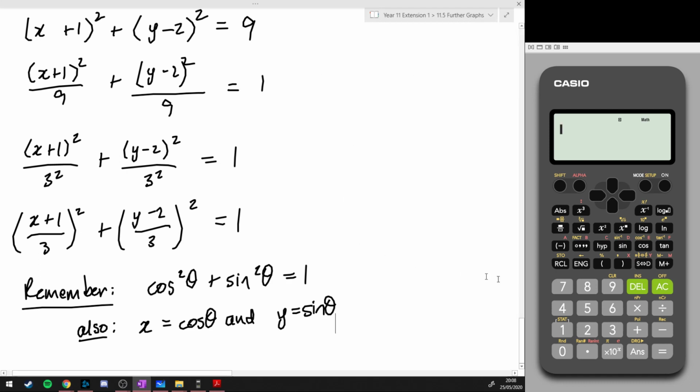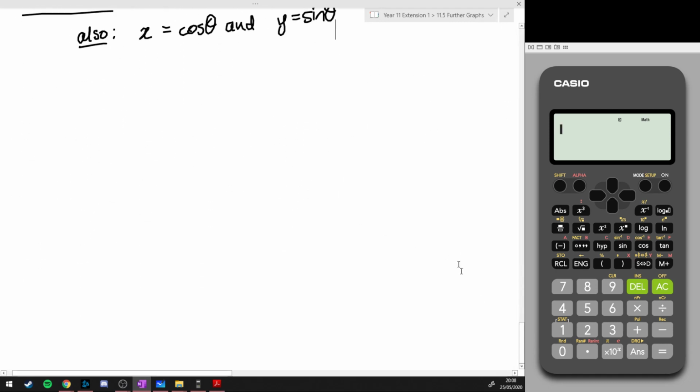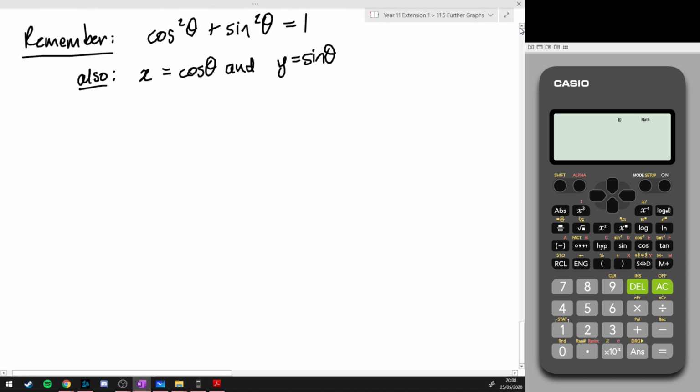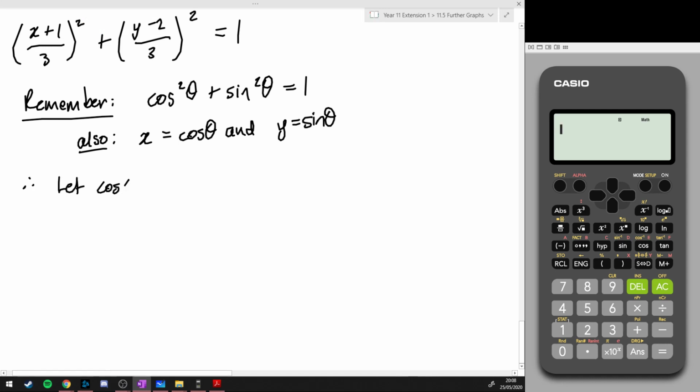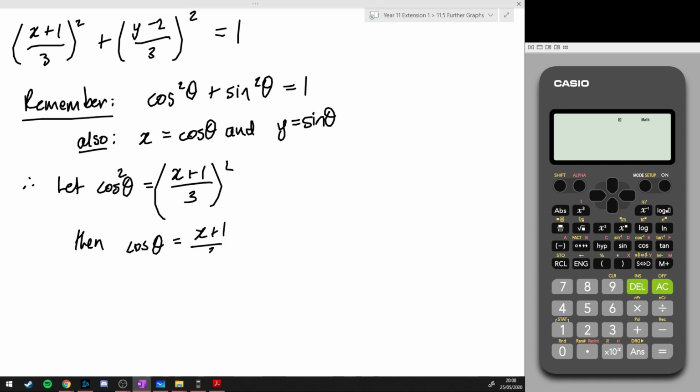I've just lost my mouse. It would be worth writing, let me just go a little bit up because I just need this bit here. Okay, so what I could write is that, therefore, we can say let cos theta be equal to the x bit, so x plus 1 over 3. If we let cos squared be equal to (x plus 1 over 3) squared, then cos theta is just equal to x plus 1 over 3, just like that.